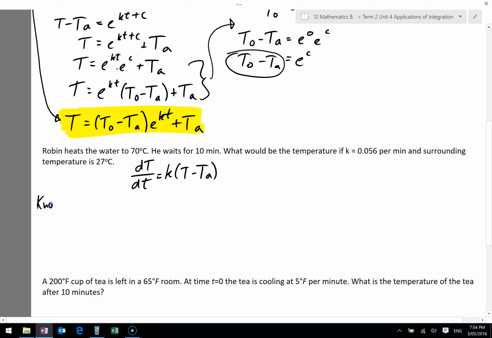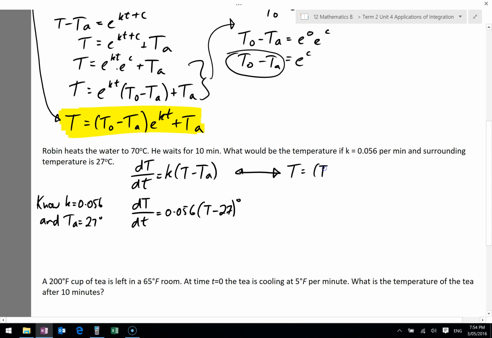Okay, I know that k equals 0.056 and I know the ambient temperature or the surrounding temperature is 27 degrees. So dT/dt equals 0.056(T minus 27). Okay, I know from all that hard work I did, I can transform this sort of an equation into one of these.